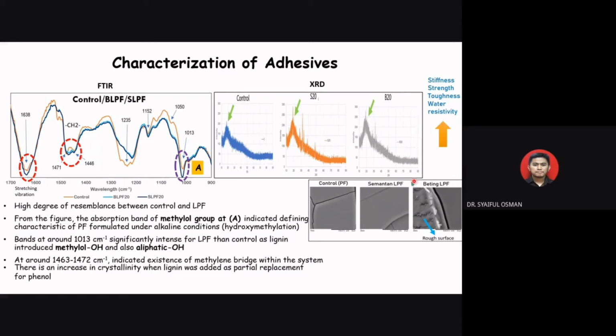And from the figure here, we can see the scanning electron microscopy used to study the effect of lignin on the adhesive. The surface of the cured adhesive was studied using SEM. From here, we can conclude that the control PF has a generally smooth surface, and this is a very good indication of a high reactivity between the phenol and the formaldehyde.